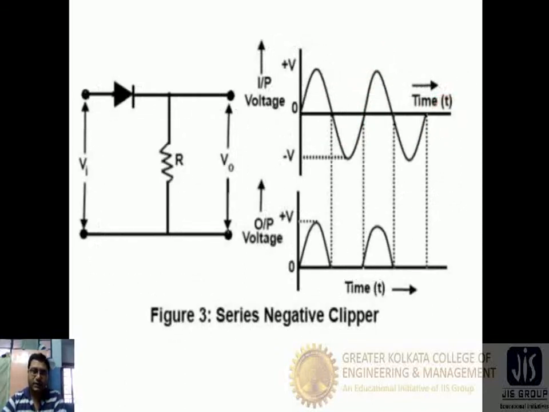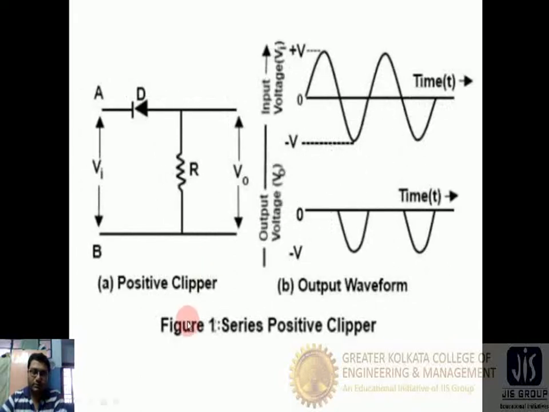So here you can see a positive clipper. Here the positive peaks are clipped out. That means the positive portions are removed from the input signal and produce a negative waveform in the output. That is why it is called the positive clipper, as the positive portion of the signal is being clipped out and removed.